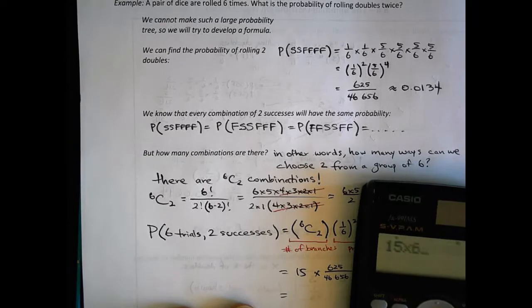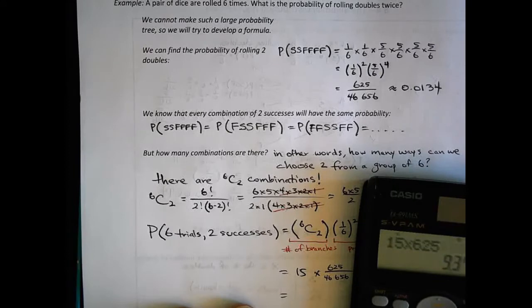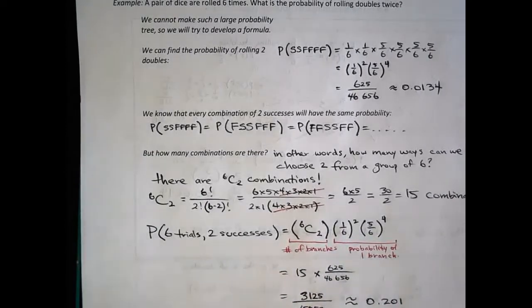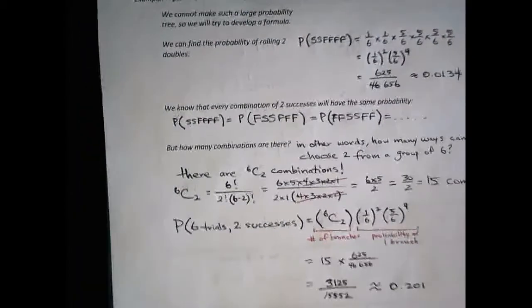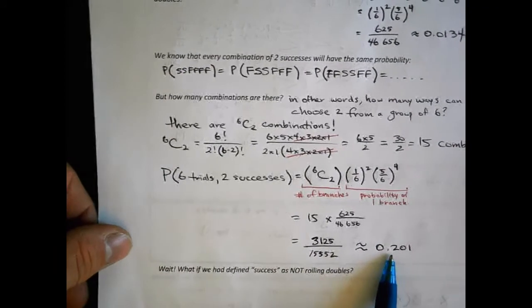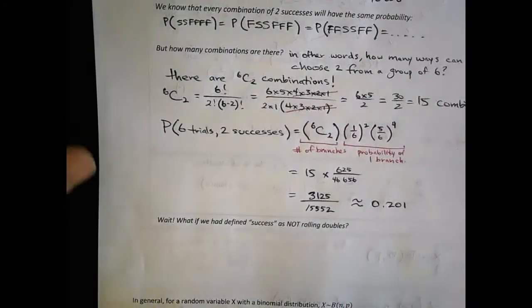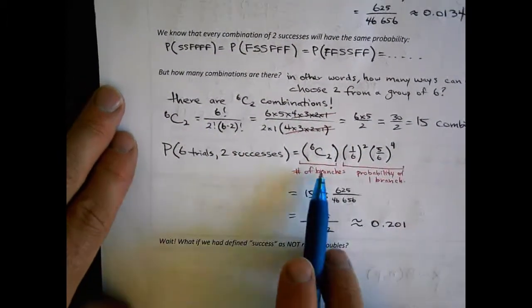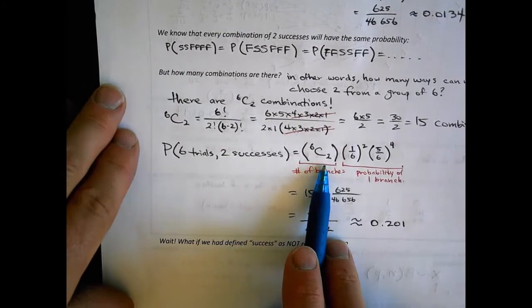So that gives me 15 times 625. I get 9,000. I think I divided it all out a little bit. Anyways, my final answer becomes 3,125 over 15,552, which is equal to approximately 0.201. So what's the probability that you're going to roll 2 doubles if you roll the dice 6 times? Well, it's about 20%, which is better odds. And you can see how we were able to, without drawing a tree, jump down to here. So we figured out the probability of 1 branch and multiplied by the number of branches.